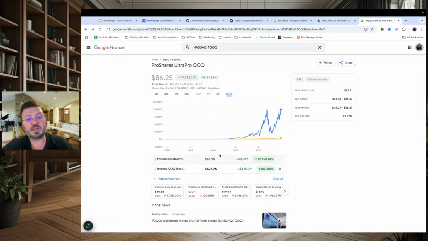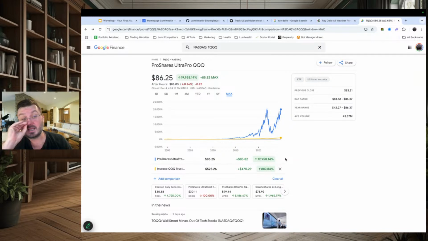Over this time period, we can see that the NASDAQ, the QQQ, did about 900% return versus this triple leveraged one did about 20,000% return. So quite a substantial difference, right? We're talking about here, this would be 10 times your money versus this about 200 times your money. It is one hell of a returning asset.